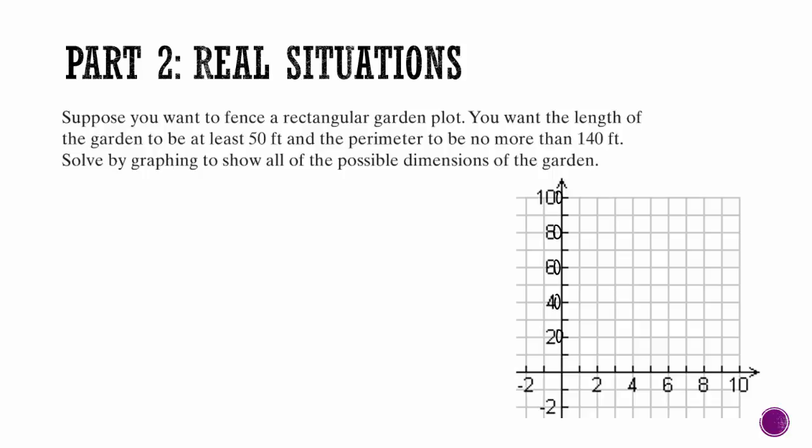So without them saying this, you have a rectangle, and there are 2 dimensions to every rectangle. You have a length and you have a width. So remember, for perimeter, it is 2 of your lengths plus 2 of your widths.